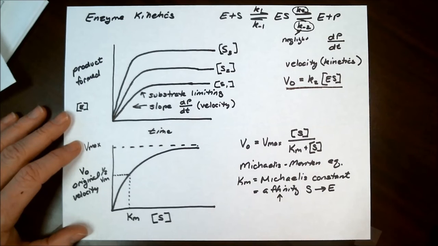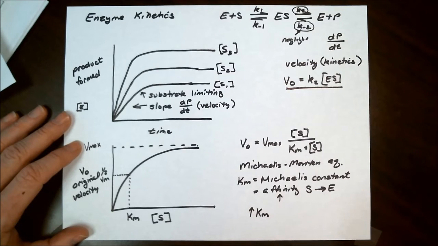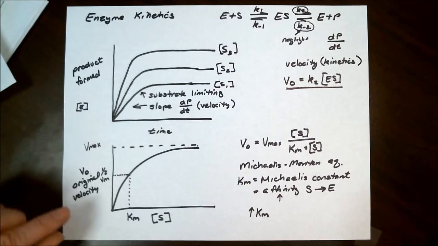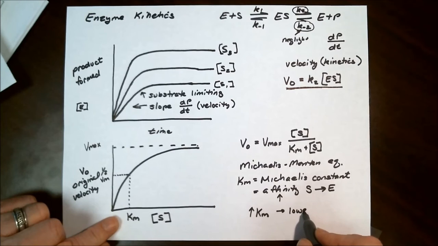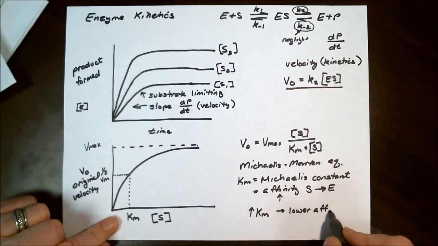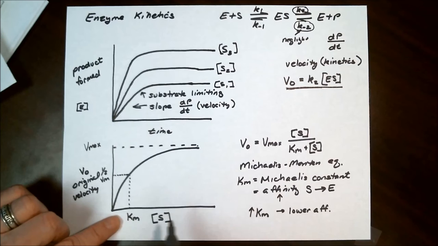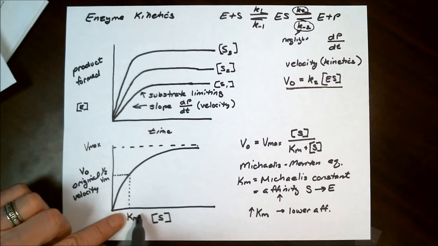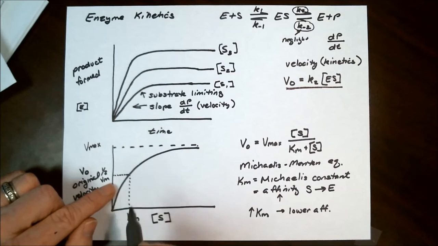So that means that an enzyme with a higher Km means a lower affinity. Now what does that mean? That seems a little counterintuitive. But the higher the Km means that it takes a higher substrate concentration to reach 1/2 Vmax.